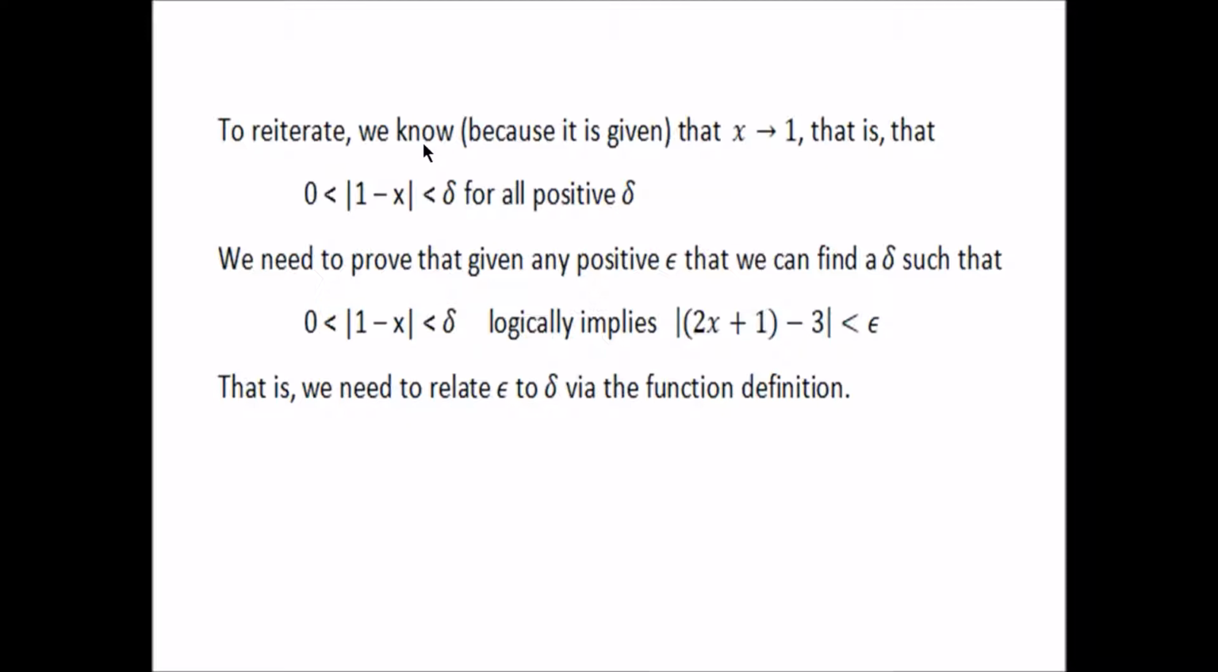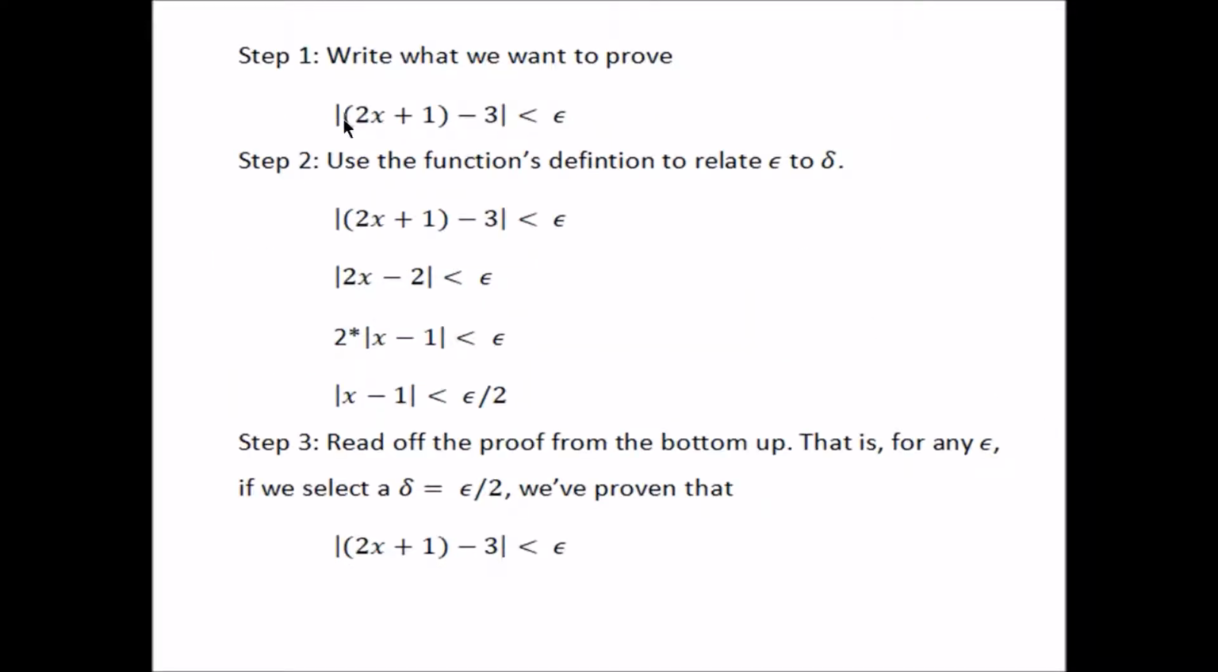Okay, to reiterate, we know, because it is given, that x converges to 1. That is, we know that this is true. What we need to prove is that this logically implies that. We need to relate epsilon to delta via the function definition. So let's write what we want to prove. We want to prove this. Now let's expand. Well, we've already added the function's definitions there. Now let's just expand and work with this.